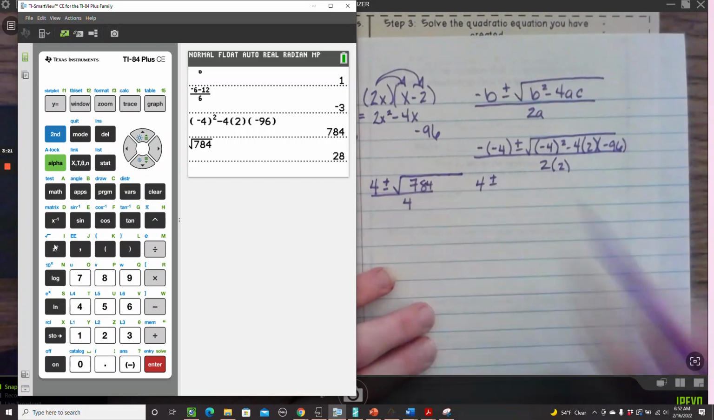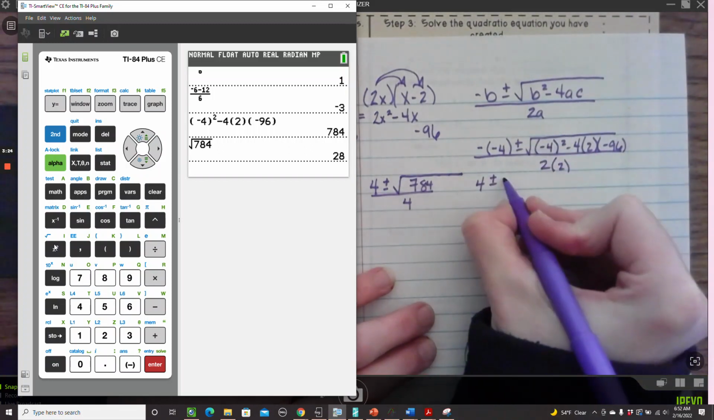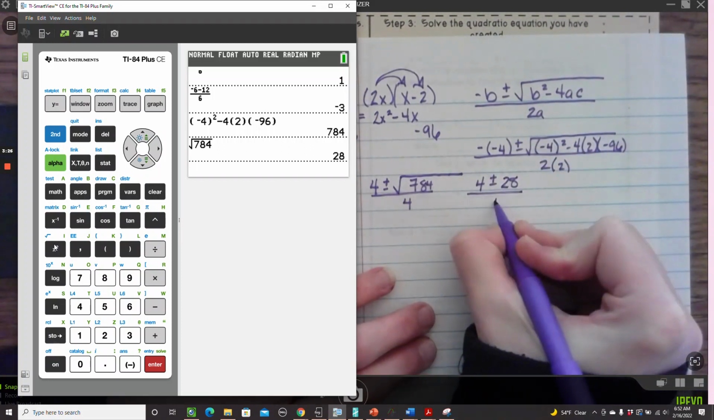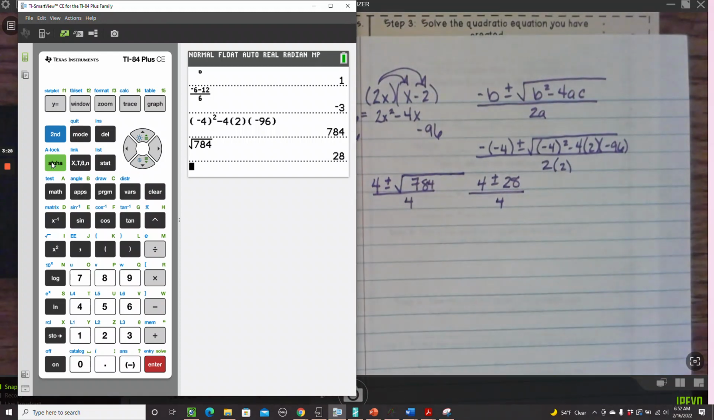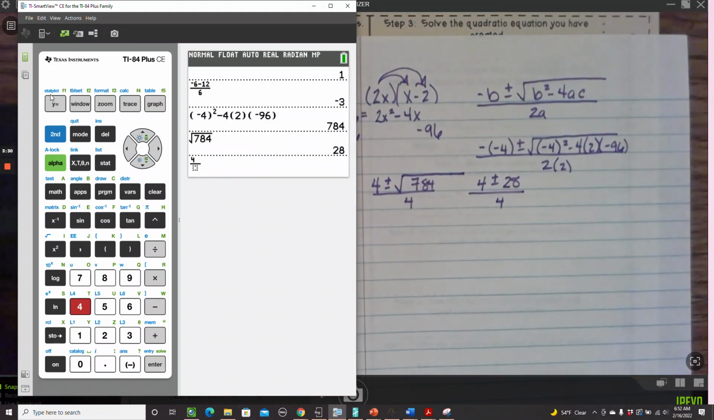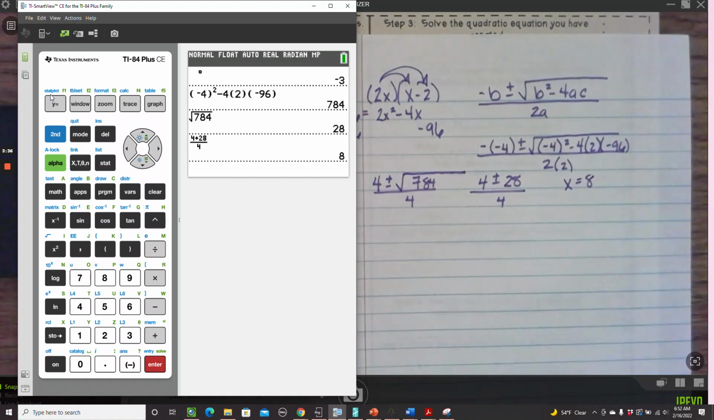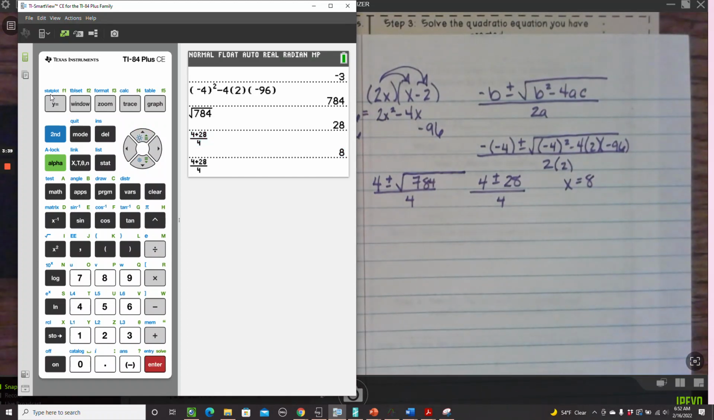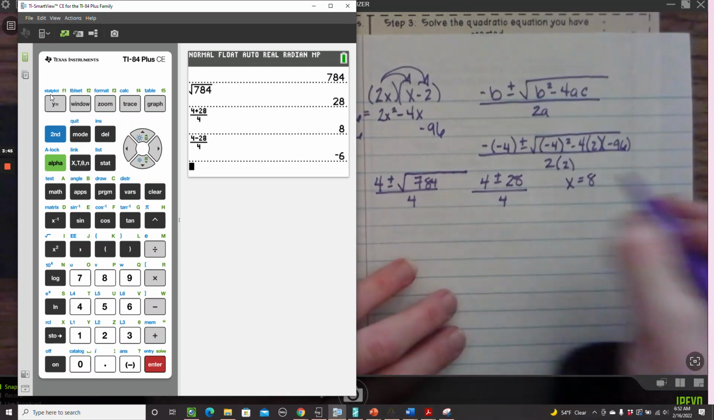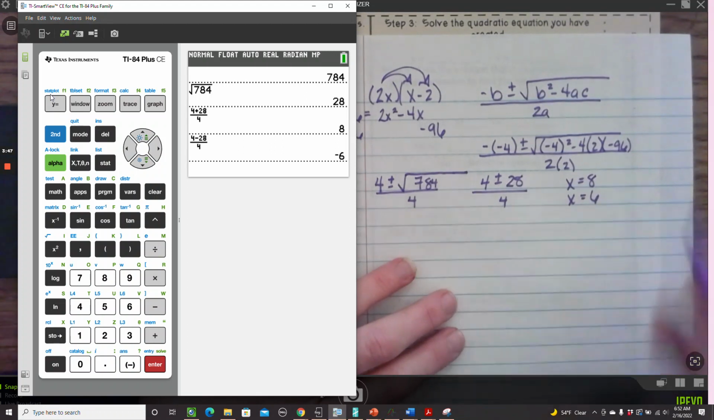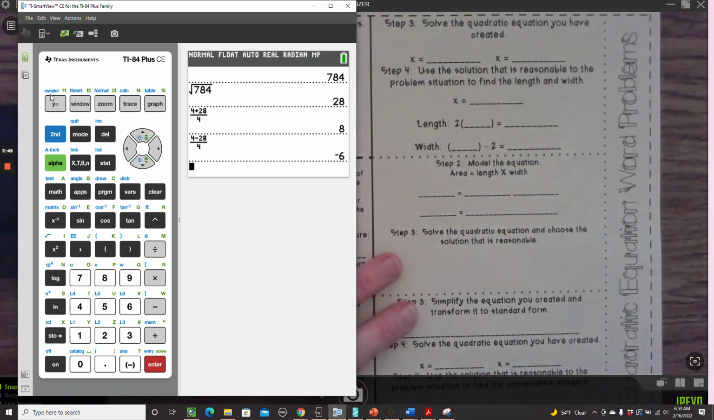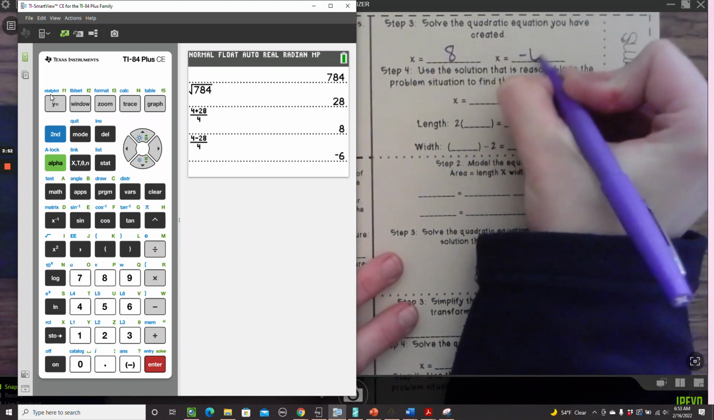So 4 plus or minus 28, divided by 4. I can just type that as a fraction in my calculator and let the calculator do all the simplification for me. So I get x equals 8. Then I have to go back up and do this one again, remember, because it's a plus minus sign between that 4 and that 28. Minus, and x equals negative 6. Okay, so x equals 8, x equals negative 6.